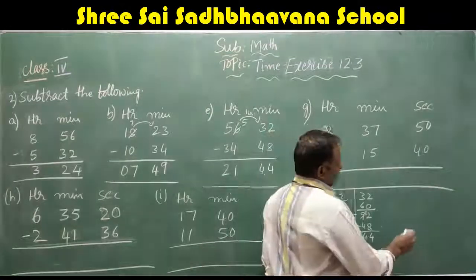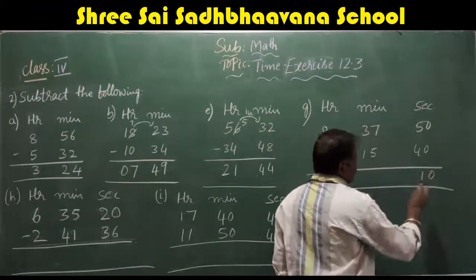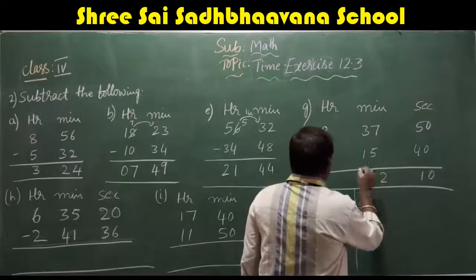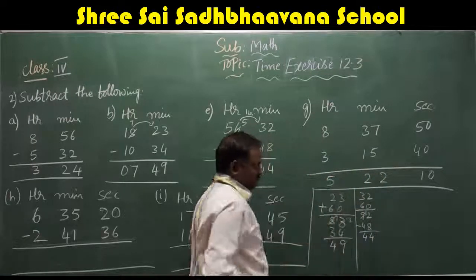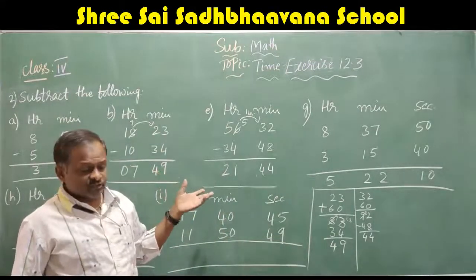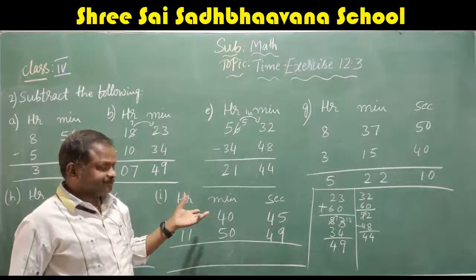Next come to here. 50 minus 40, 10. 7 minus 5, 2. 3 minus 1, 2. 8 minus 3, 5. Very easy. We subtract because there is no need to take the carry.